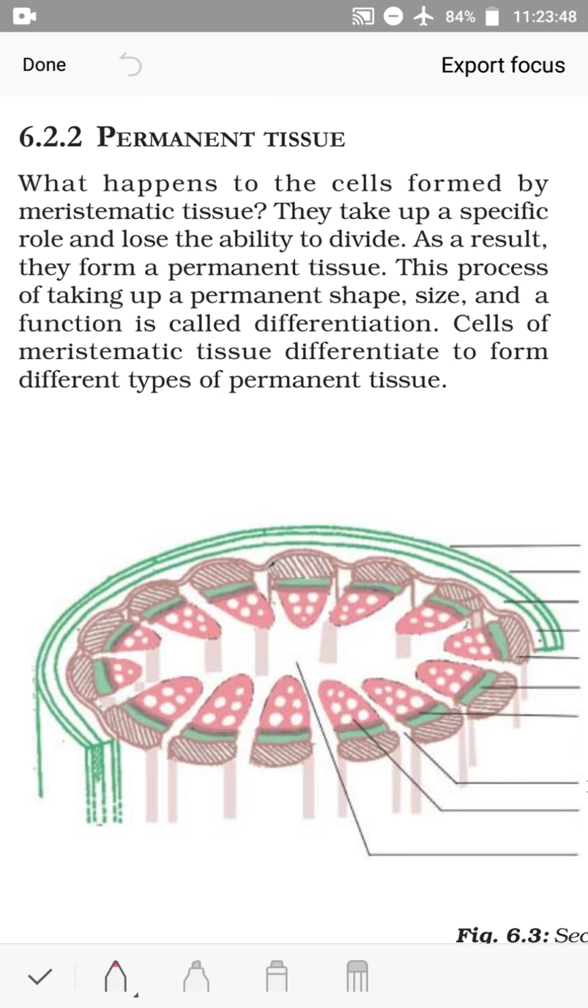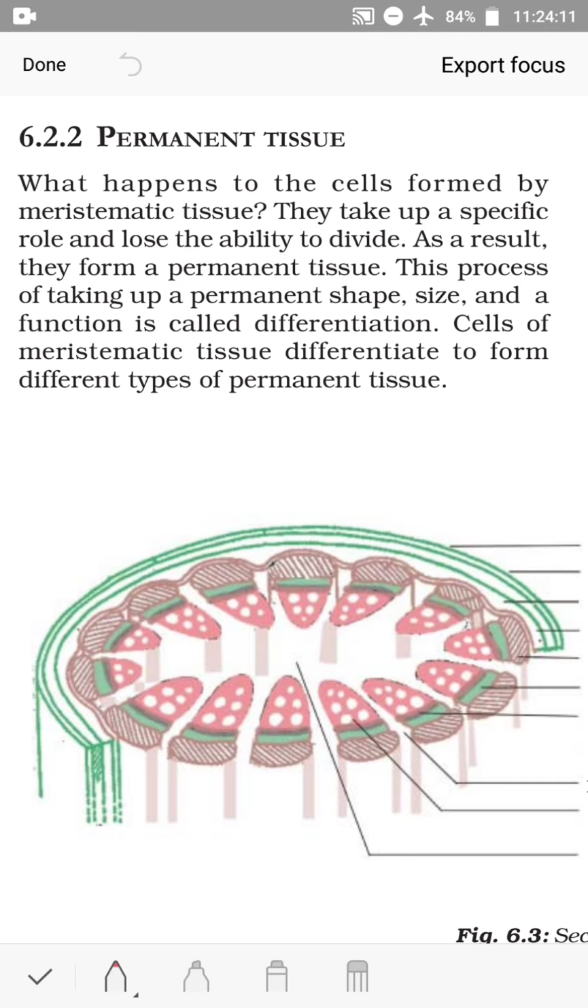Plant tissues are of two types, meristematic and permanent. Cells of meristematic tissue are able to divide. That means they give rise to new cells. What happens to the cells formed by meristematic tissue? They take up a specific role and lose the ability to divide. As a result, they form a permanent tissue.